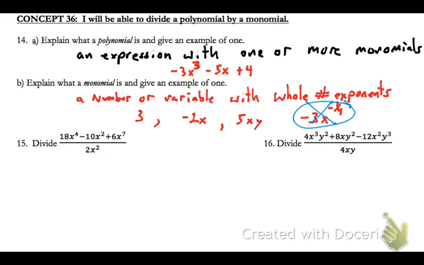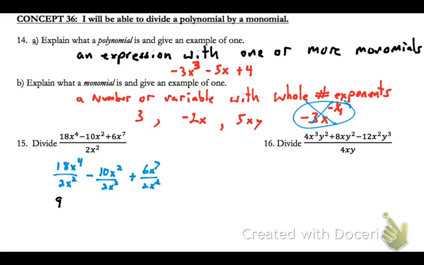Finishing up problems 15 through 20 on this video. Dividing. So we're taking the polynomial 18x to the fourth minus 10x squared plus 6x to the seventh, and we are dividing by 2x squared. So I can split that up. 18x to the fourth, we're dividing that by 2x squared. A negative 10x squared, we're dividing that by 2x squared, and a positive 6x to the seventh, dividing that by 2x squared. Keeping it simple here, 18 divided by 2 is 9.